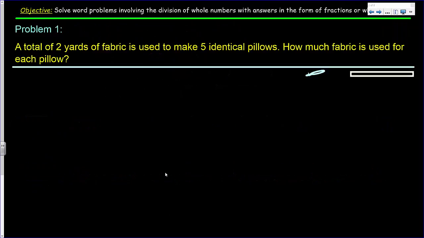Okay, page 2. So here we have a total of 2 yards of fabric used to make 5 identical pillows. How much fabric is used for each pillow? Looking at the problem, we're always thinking about that read, draw, write; it still plays a part in our problem solving. Here we have a total of 2 yards of fabric. It says 5 identical. Identical should make you think equal. So this lets us know we're looking at division.